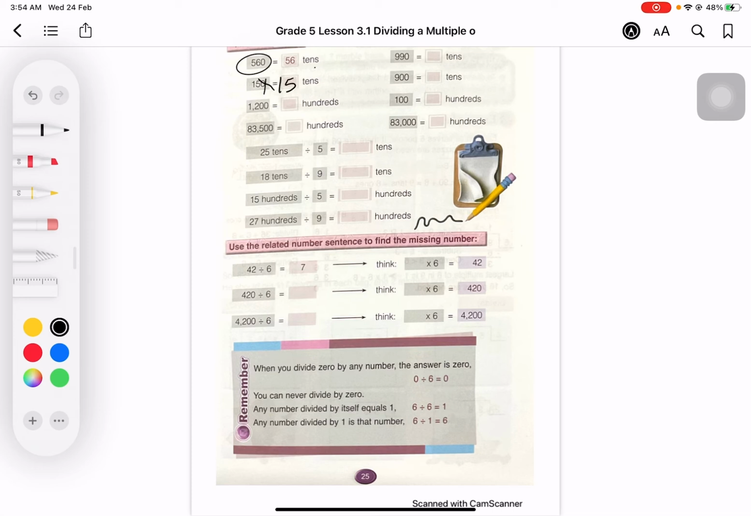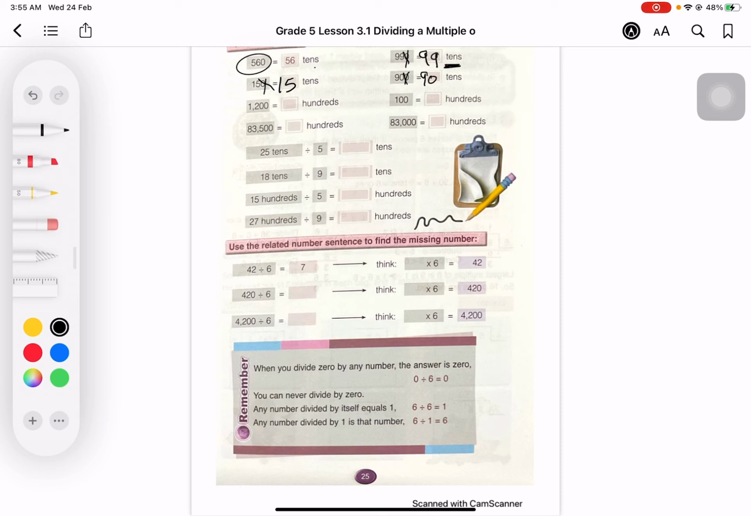15 tens. Now, if I write here 990, how many tens in 990? Cross the 0, because you wrote here the word tens. So it is 99. 99 what? 99 tens. Now here, 900. You will cross what? 1 0 only. So it is 90.